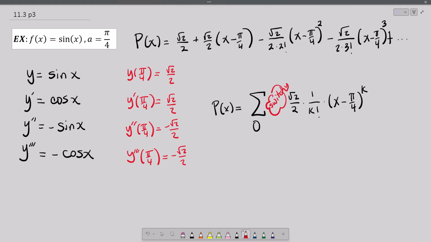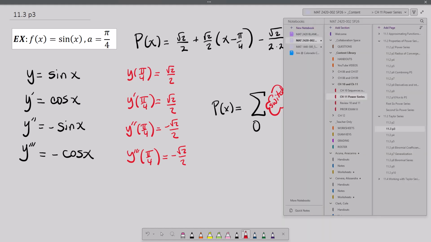So, but we could find the ratio test of the a sub k part, the absolute value of a sub k, and find the interval of convergence. Let me think about that part, though. Yeah, it's not just a switch. Let's think about it. All right.